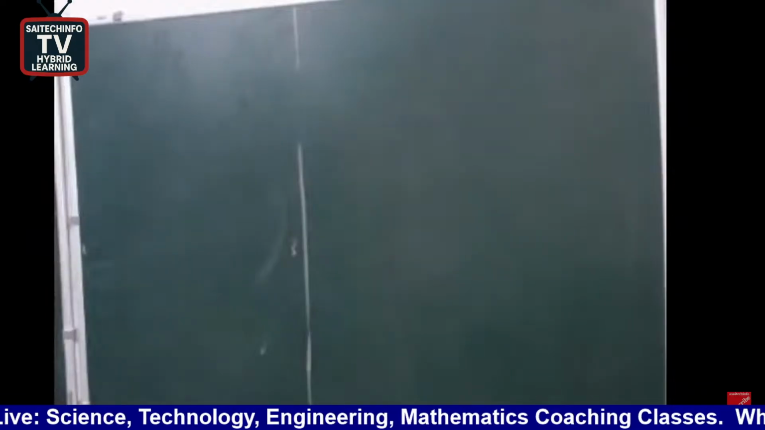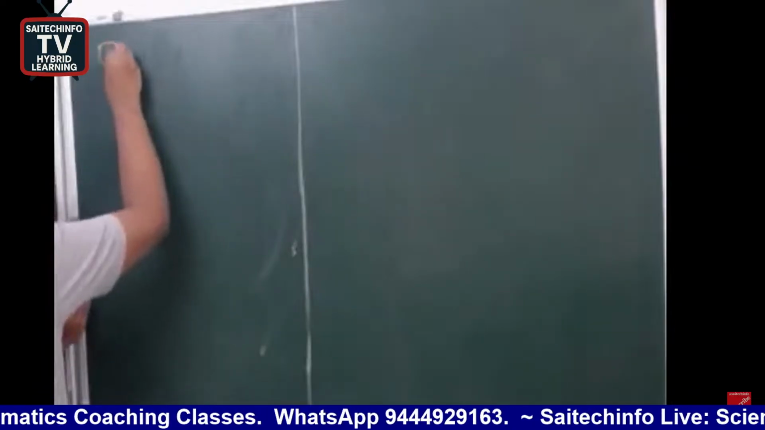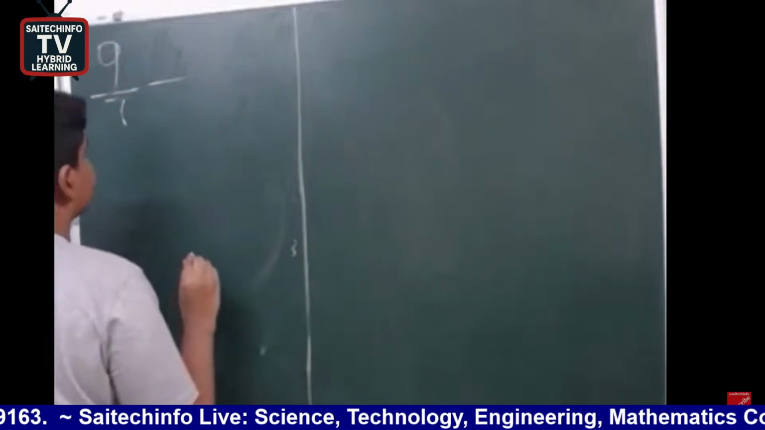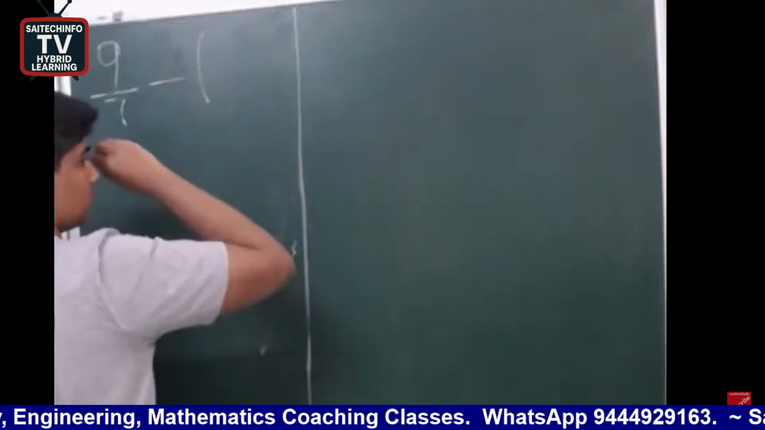Nine by 7 minus of, that is open the bracket, minus 5 by 3.